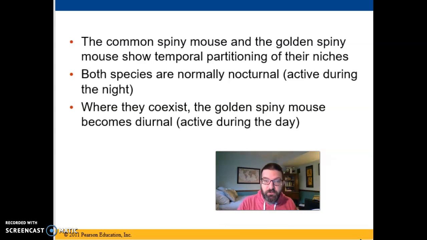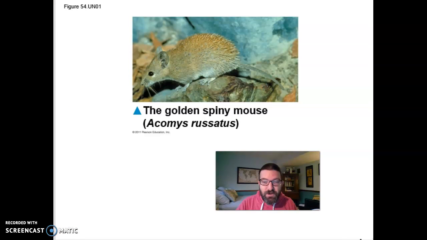The common spiny mouse and the golden spiny mouse show temporal partitioning, meaning different times, right? Both species are typically nocturnal. They're active during the night. But in areas where they coexist and they're in competition with one another, the golden spiny mouse becomes diurnal because it gets outcompeted at night, and so it has to change its niche to something that benefits it in the competition. So our cute little golden spiny mouse, it exists during the day, but only in areas where it's in competition with the other mouse.